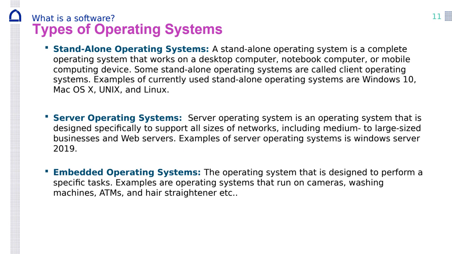Then we have embedded operating system. This is a special type of operating system designed to perform specific tasks. For example, the ATM machine at the bank has its own. Even the hair straightener or washing machine. They have their hardware and they have a software operating system to manage it. Any questions?